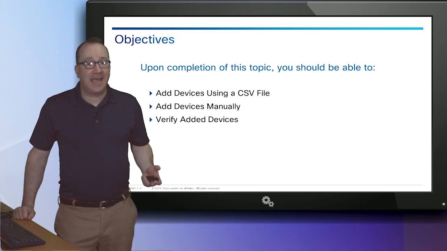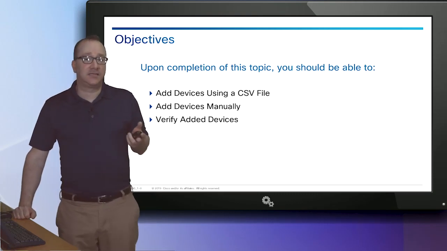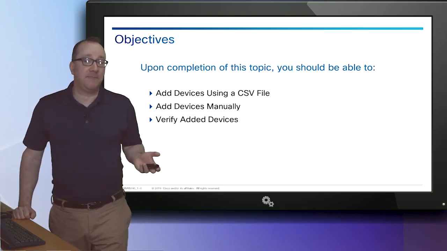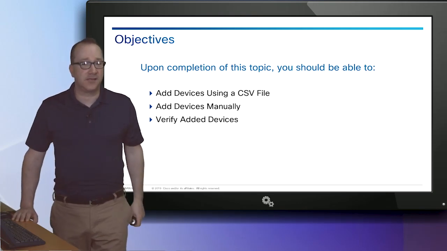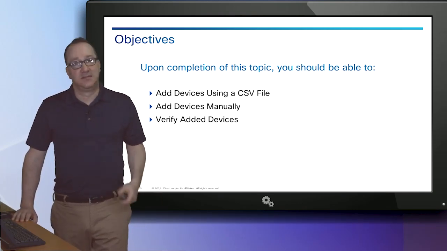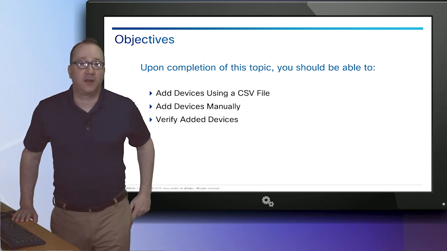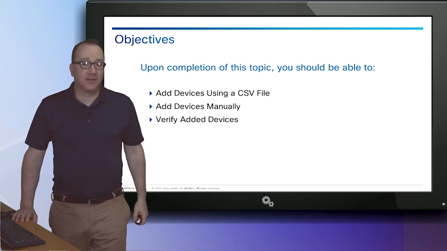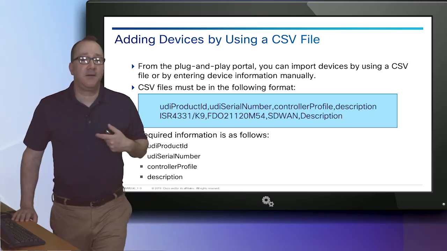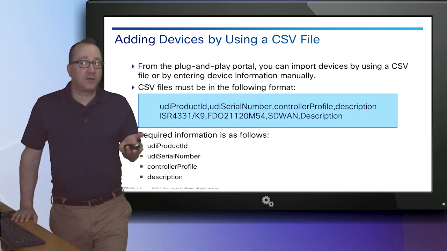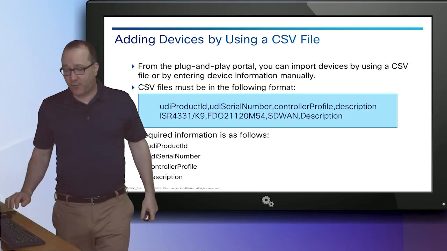So again, we're going to talk about adding those devices using a CSV file, or you can add them manually, because if you just get one device, pulling a CSV file in is probably more work than necessary, but if you're pulling in 100, the CSV file is definitely the way you're going to want to go. And how to verify those, make sure they got added correctly. All right. So basically what we're going to do is import devices using a CSV file, and here's the format for you.